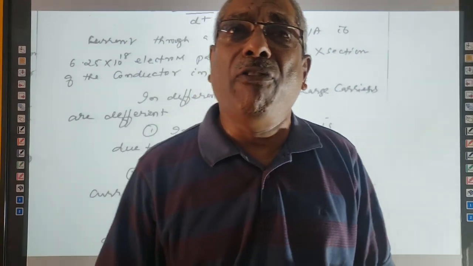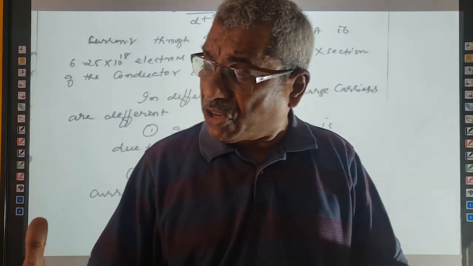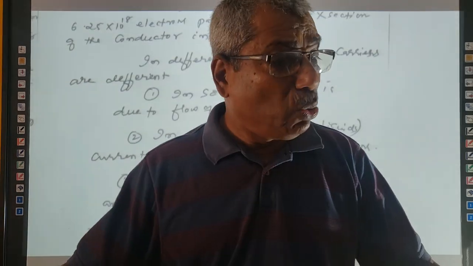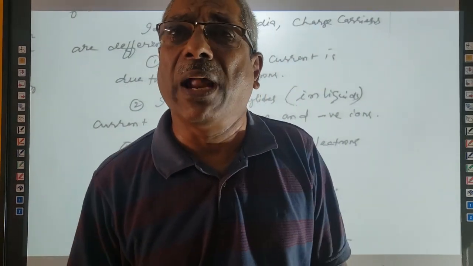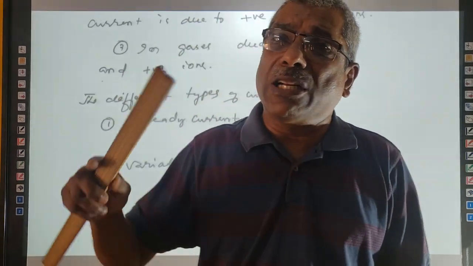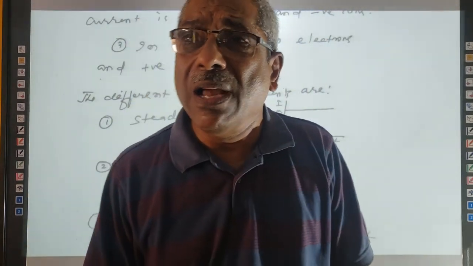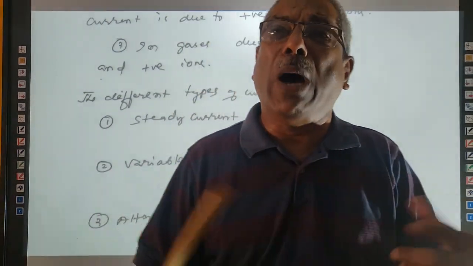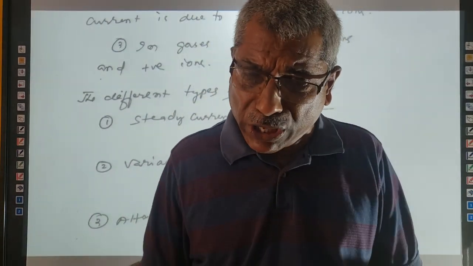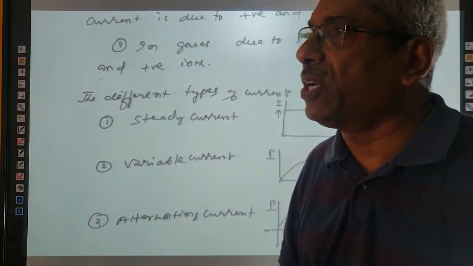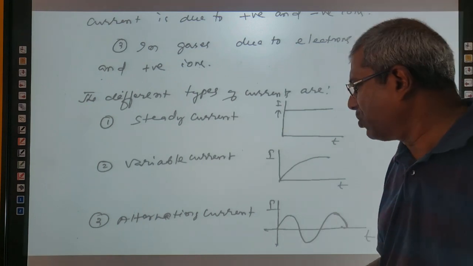For example, if a discharge tube is taken and a certain gas is trapped inside, and between two electrodes a very high potential difference is applied. Due to the application of a very high potential difference, electrons of some atoms are dislodged, thereby creating free electrons and positive ions. These positive ions and electrons will move in opposite directions, and electric current is established across a gas in a discharge tube.